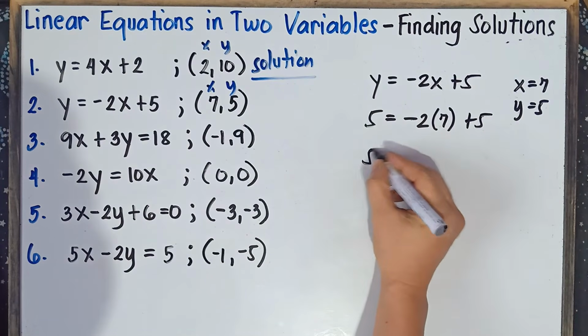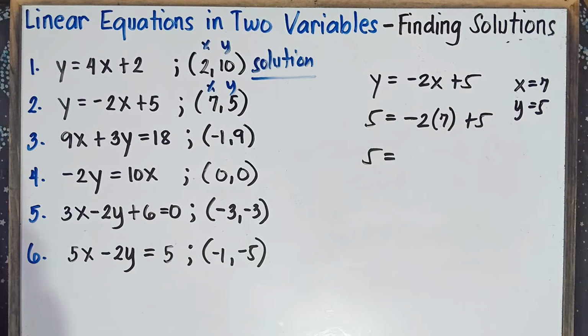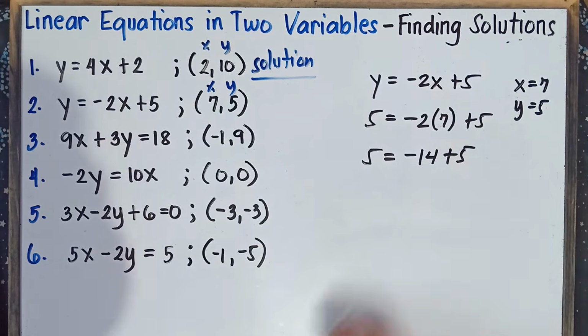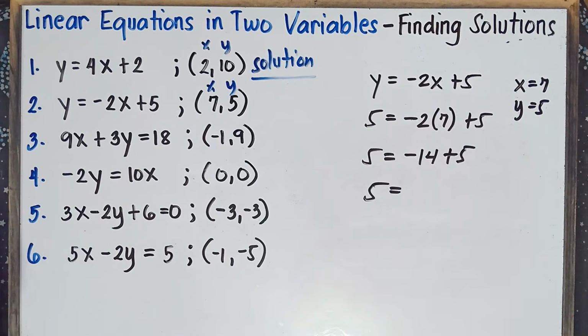Alright, so this is 5 equals negative 2 times 7. What's the answer, class? That would be negative 14. And then copy plus 5. So copy 5 equals negative 14 plus 5. What's the answer, class? That would be negative 9.